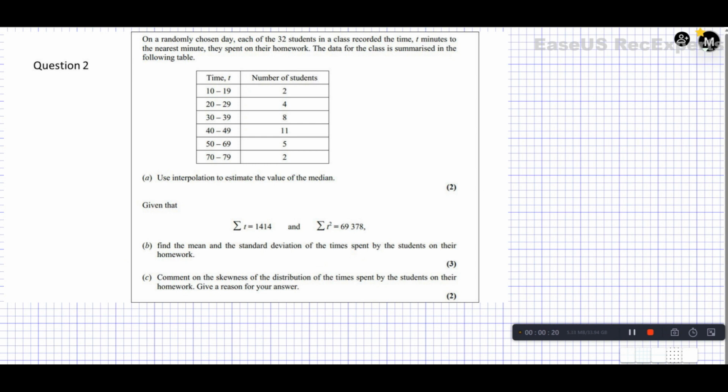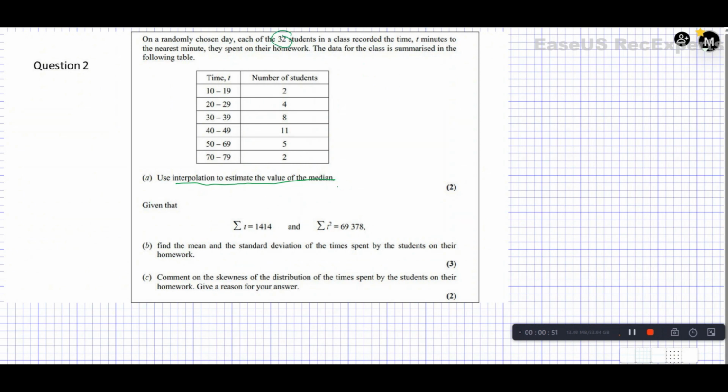Okay, 10 to 19, it finishes at 19 and then starts at 20. So we have to find the lower bound and upper bound for each. But not for this case, because we just want to estimate the median by interpolation. You need to find which interval the median falls in, and you only need the lower bound for that interval. In this case we have 32 students.